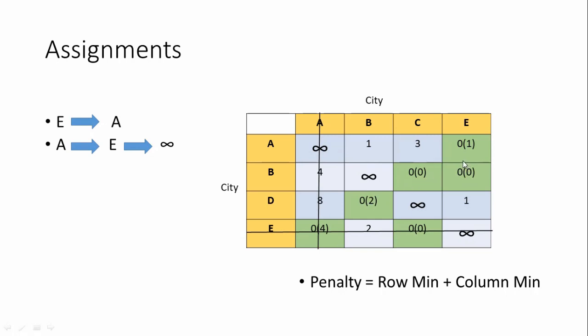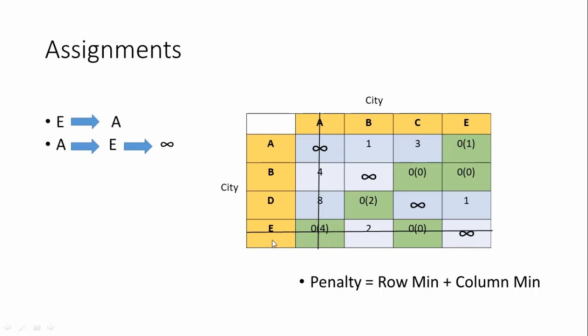Then we calculate the penalties for each of the zeros. So for this 0, we have got the row minimum as 1 and column minimum as 0. Therefore the penalty calculated will be 1. Similarly, after calculating all the penalties, we find that from E to A, that is from Ernakulam to Ahmedabad, we have got the highest penalty.